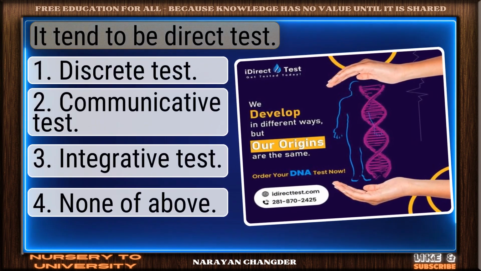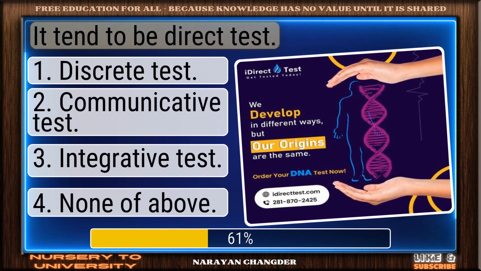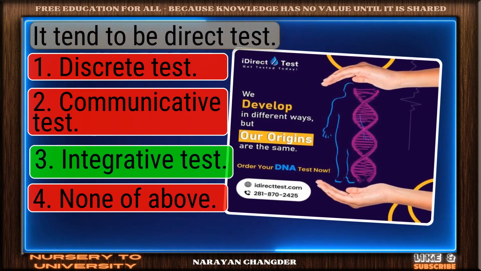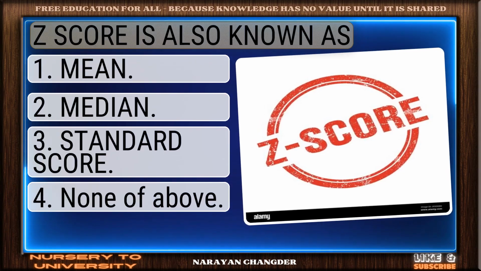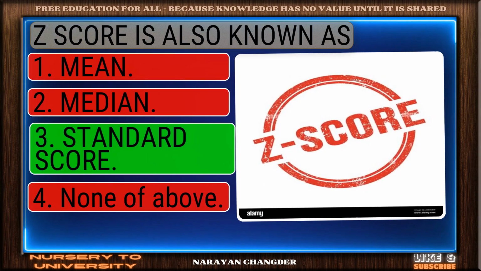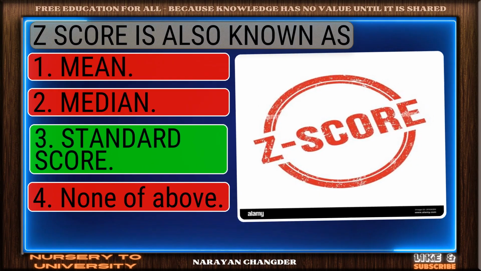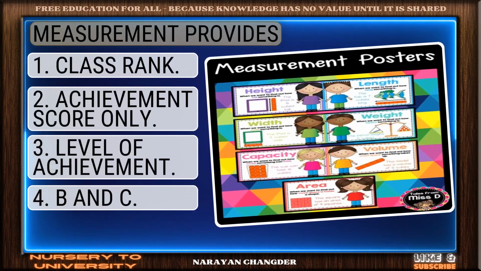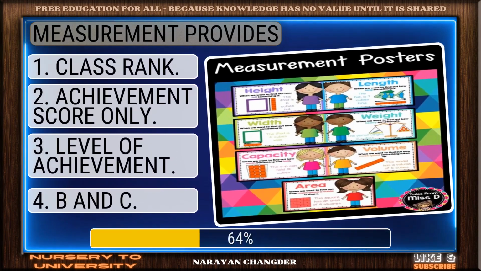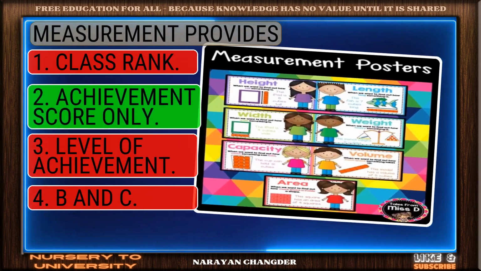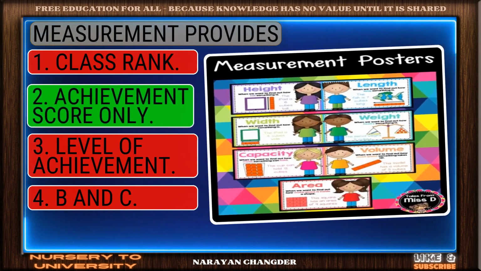It tends to be a direct test. Well picked. Integrative test is the correct answer. Z-score is also known as. Clear logic. Your choice, standard score, is sound and 100% true. Measurement provides. Great thinking. Achievement score only is the right choice.